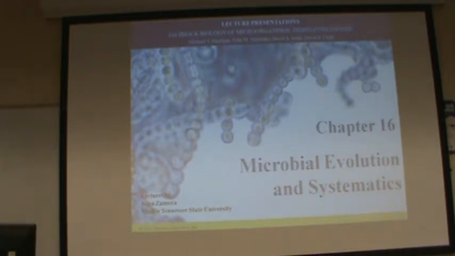Okay, chapter 16 is a chapter with a lot of content, but I will only focus on a few points which I think are important for you to remember or at least understand. This is mainly focused on microbial evolution and systematics. What is systematics? Can someone explain what systematics is?